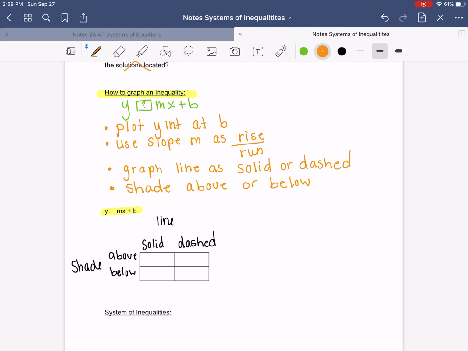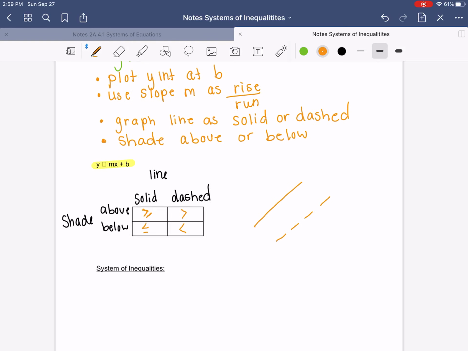Okay. All right, so if you have a solid line, that means that you would have the or equal to under it. So if it says y is greater than or equal to, that would be solid, shaded above. If it is a less than or equal to, that would be solid, shaded below. That'd be just a regular solid line. You're going to make a dashed line or broken line if you do not have the or equal to. So shaded above, y is greater than. Shaded below is y is less than.